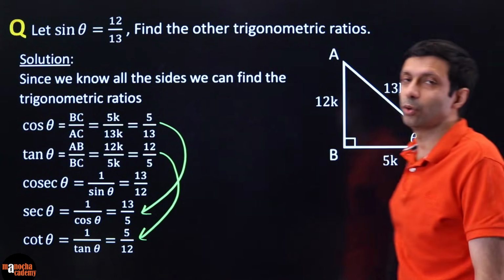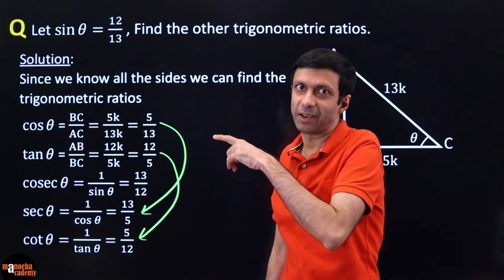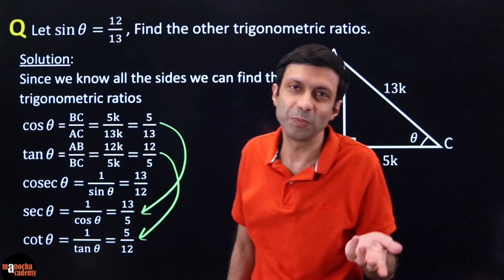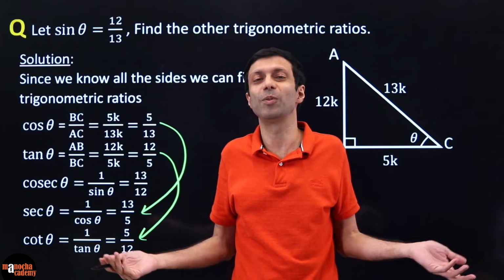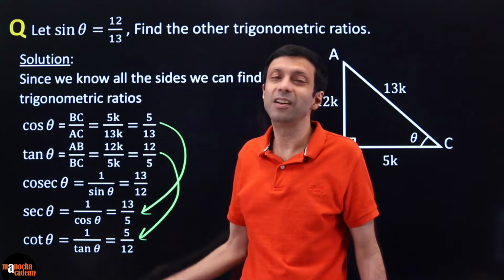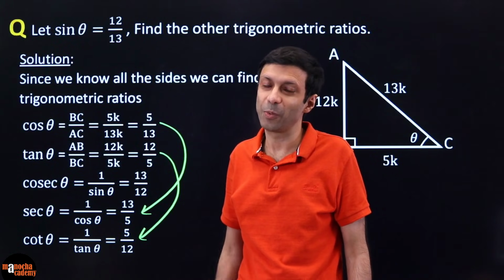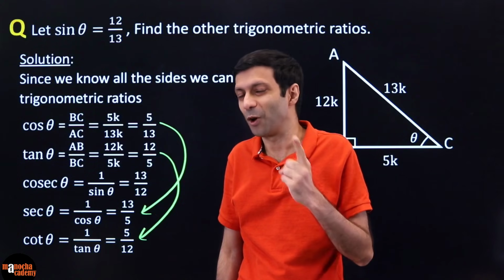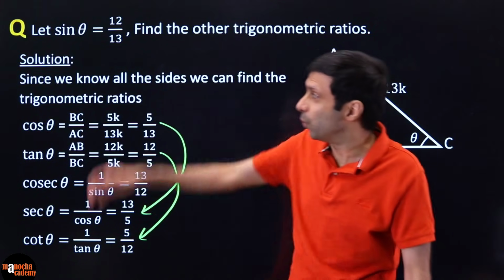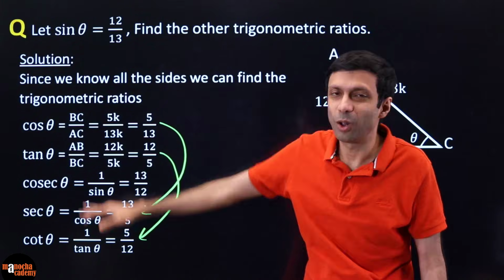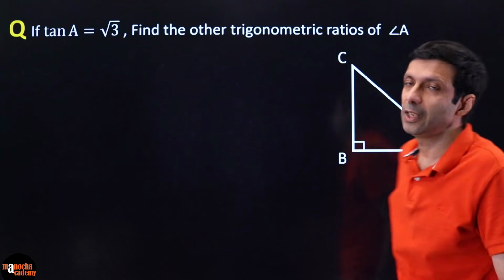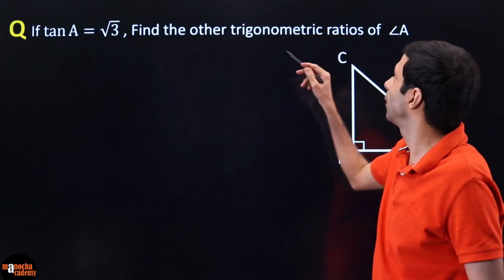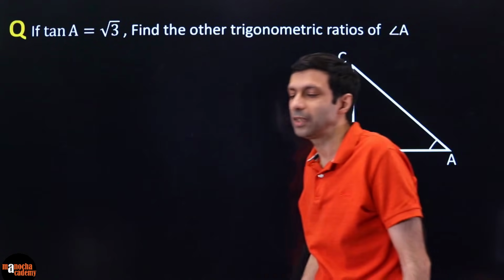That's all. So if a right angle triangle is given and a trigonometric ratio like this is given, you can use Mr. Pythagoras's famous theorem and easily get the remaining ratios. So one important trick you learn, if you know one trigonometric ratio of the right angle triangle, we can find all the other ratios. Let's try this one. If it is given to you, tan A is √3. Find the other ratios of this angle A.